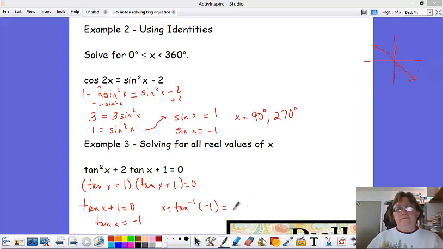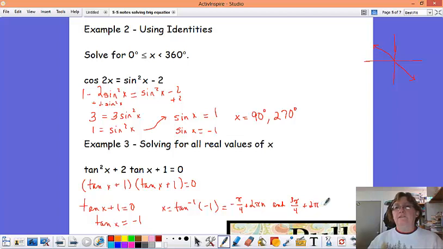So those solutions will happen at -45 degrees and every 2 pi after that. Or it's almost easier to say it in radians. -pi/4 plus 2 pi n, where n is an integer, so a full turn after that. And at, let's see, that's pi/4, 3 pi/4 plus 2 pi n, every full turn after that.